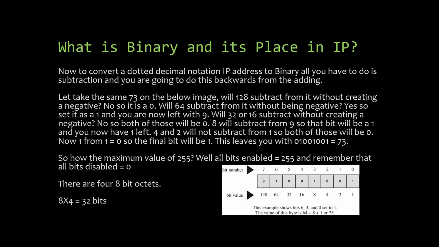Now, 1 from 1 equals 0, so the final bit will be a 1. This leaves you with 0, 1, 0, 0, 1, 0, 0, 1. In binary, that equals 73. So how the maximum value of 255? Well, all bits enabled equals 255. And remember that all bits disabled equals 0. There are 4 8-bit octets. 8 times 4 equals 32 bits.